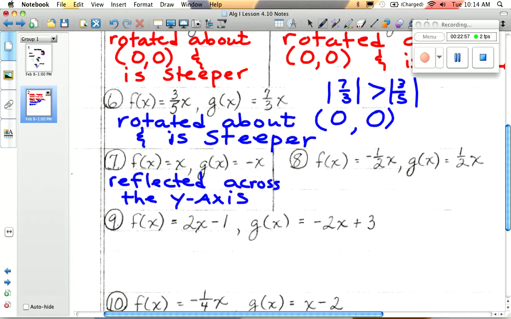Okay, how about number 8? A reflection again. Let me give you a little hint. Look at the slopes. And if the slopes are the opposite of each other, there was a reflection. Is -1/2 the opposite of 1/2? Or vice versa? They're opposites of each other. So we would say this one also reflected across the y-axis.